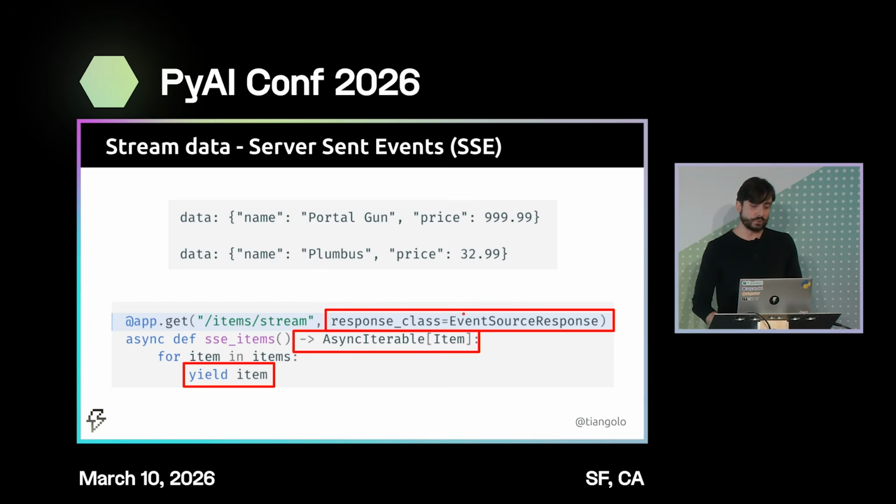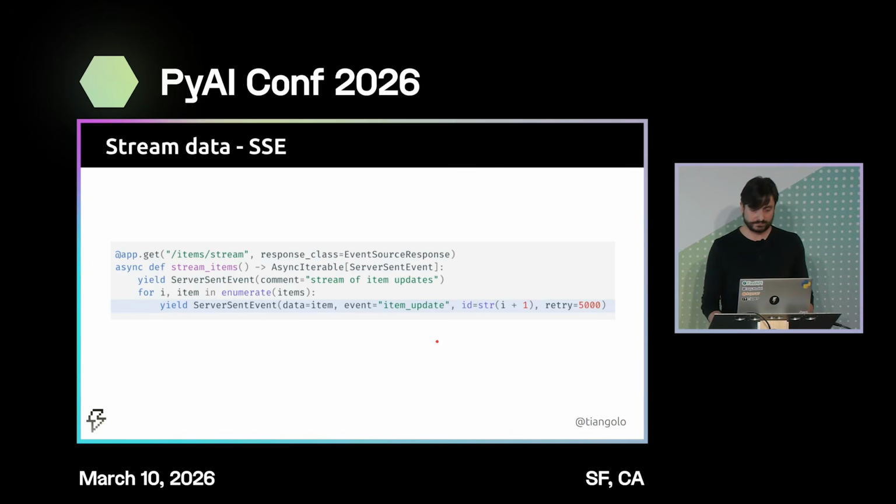And then if you define the type annotation for what each one of the items is that you are returning, with Pydantic, then it's also going to be used to serialize the thing on the Rust side.